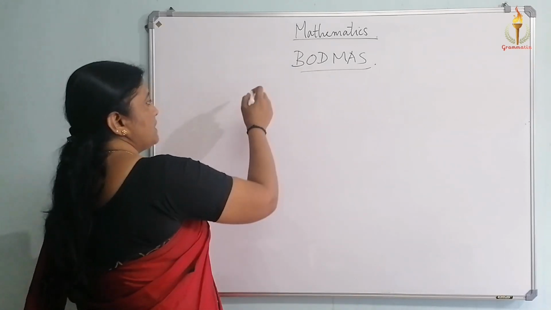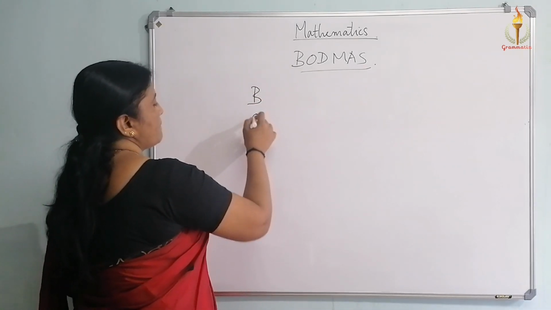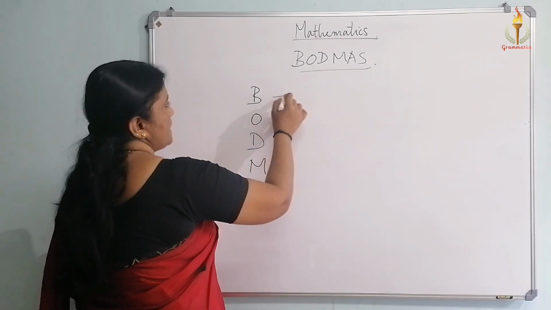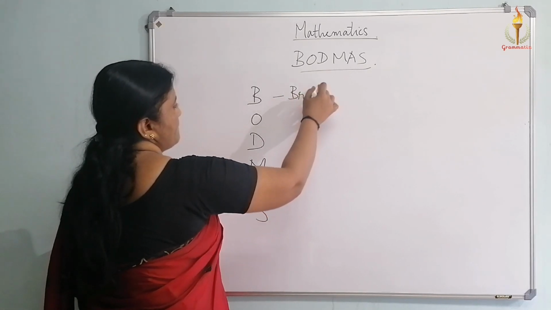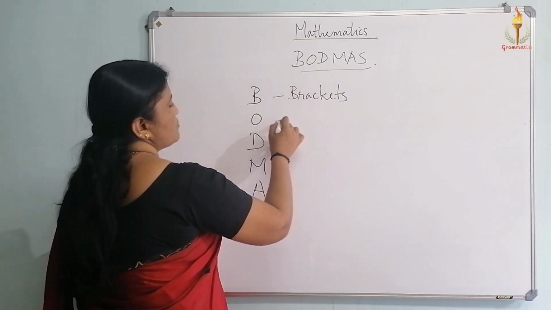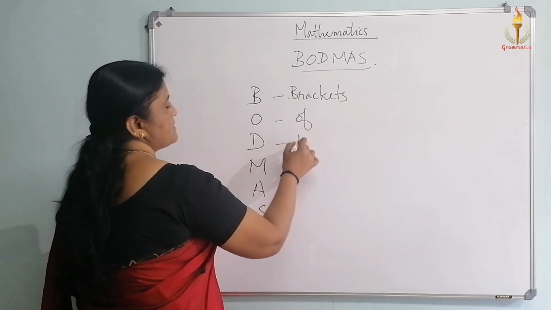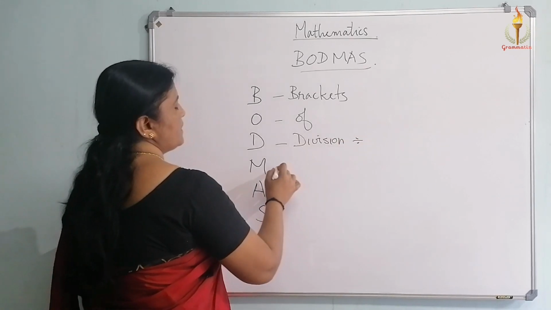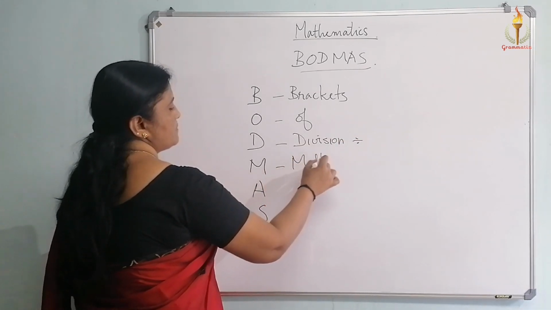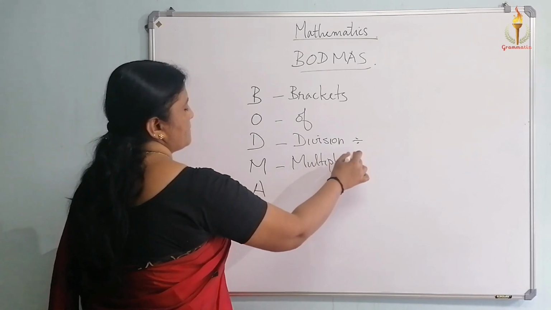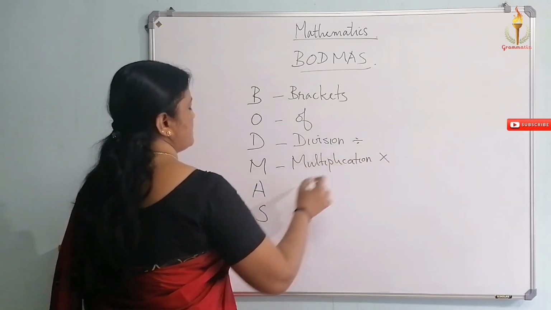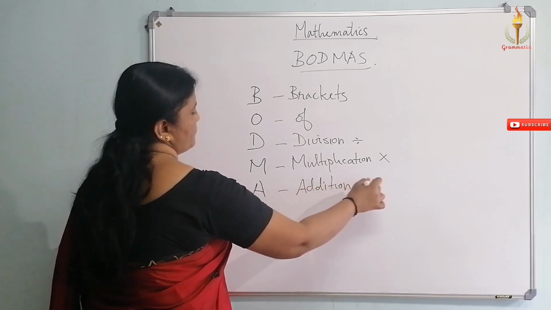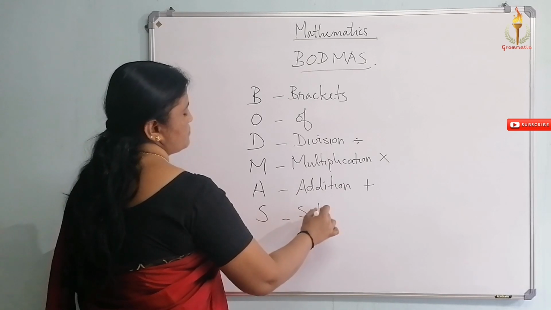Now what is BODMAS? It is an acronym. B stands for brackets, O stands for of, D stands for division. This is your division symbol. M stands for multiplication, that is into. A stands for addition. And S stands for subtraction.